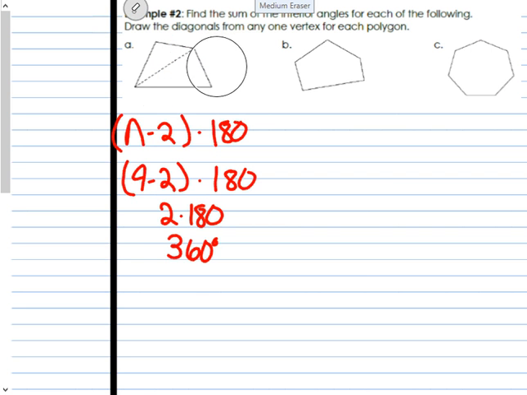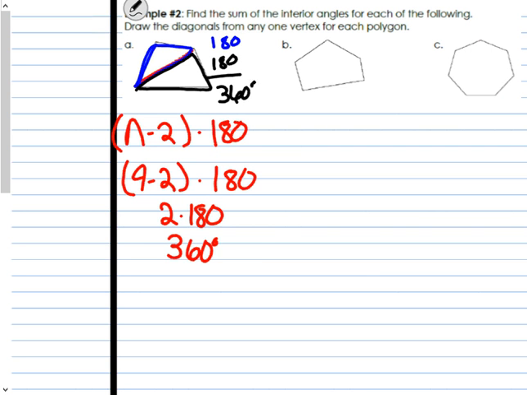Well, look at what we did. When we drew a diagonal from one vertex to the other, we created 2 triangles. We have this triangle, and we have this triangle. Each triangle is 180 degrees. So I have 180 for the blue triangle and 180 for the black triangle, which adds up to 360 degrees. And sure enough, that's what I found when I solved it as well.